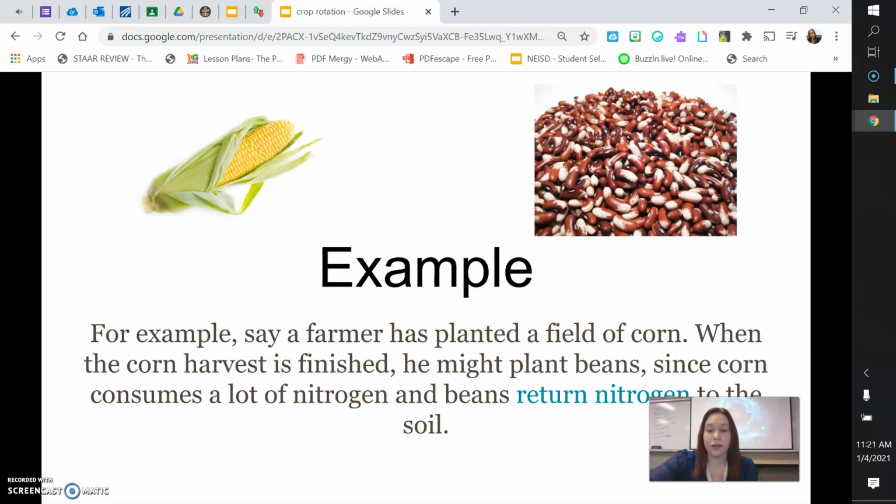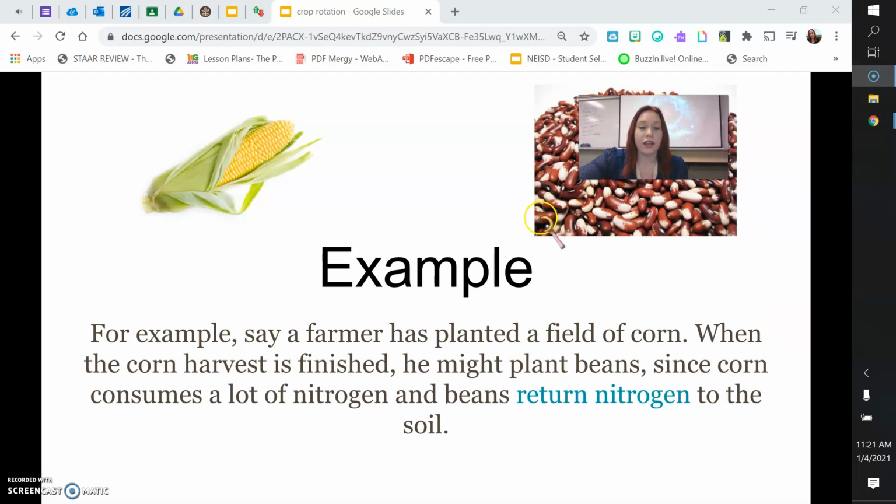So some examples of crop rotation is, let's say that a farmer planted a field of corn. Now he's harvested all of his corn, which means he's taken the corn out of the ground so he can sell it. Next, instead of putting corn there again, he's actually going to plant beans there instead. Because if you would plant corn, the corn would take out too much nitrogen from the soil, but beans actually return nitrogen to the soil. So he knows that he needs to swap out what he's been growing.